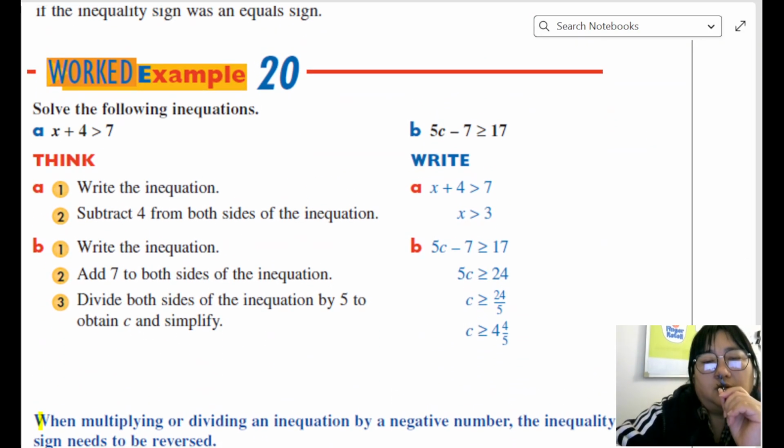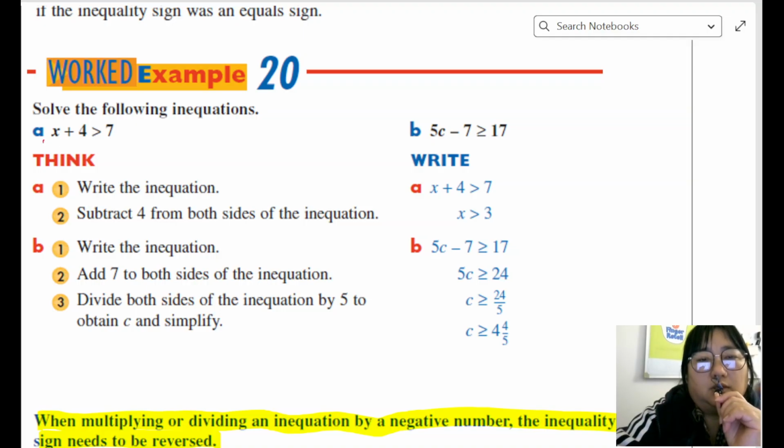And I also want to highlight this one. When you multiply or divide an inequality by a negative number, the inequality sign needs to be reversed. So now we have a look at the first question.